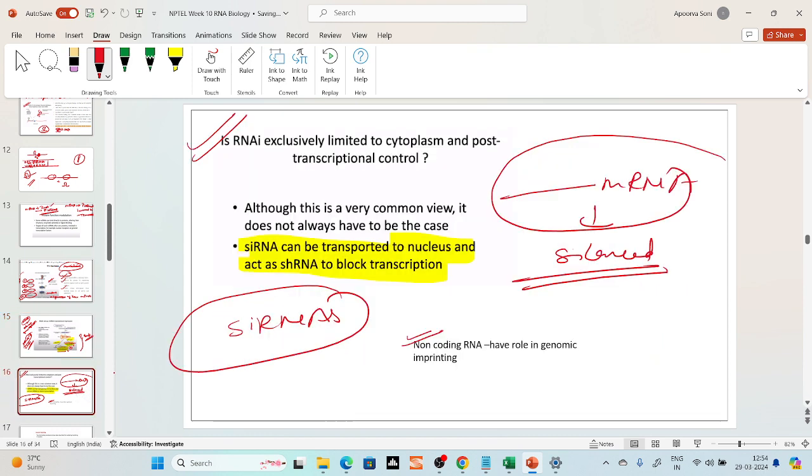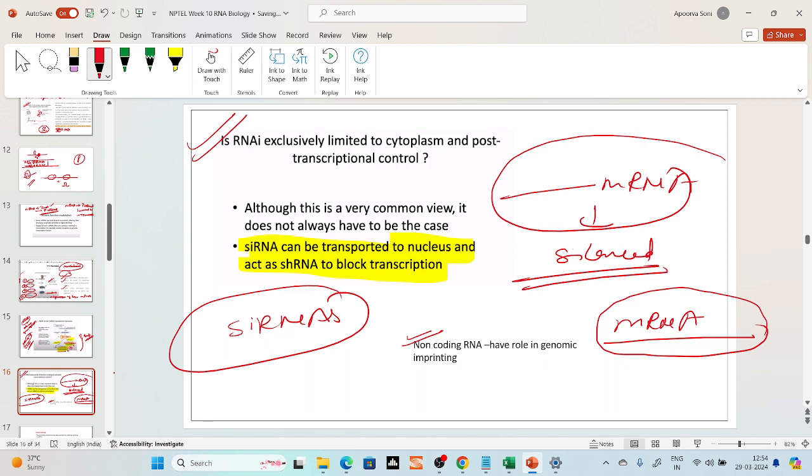Next, we come to siRNAs. It cleaves the target mRNA. That means since it is cleaving an mRNA molecule, if this mRNA is already formed, then only it is cleaving it. So there is a question: can RNA interference happen before the mRNA comes out of the nucleus to the cytoplasm also? So the answer is yes.